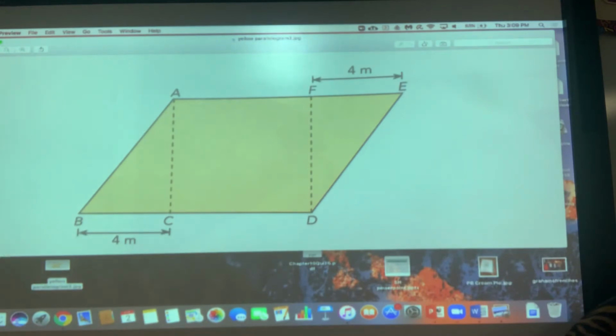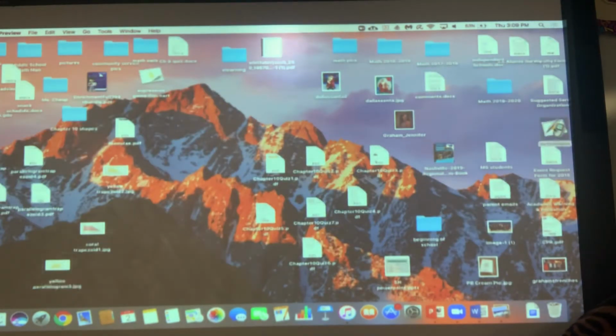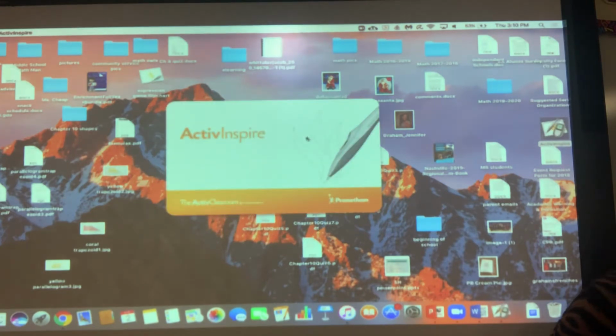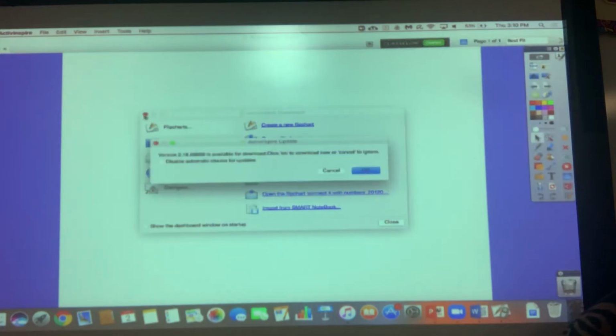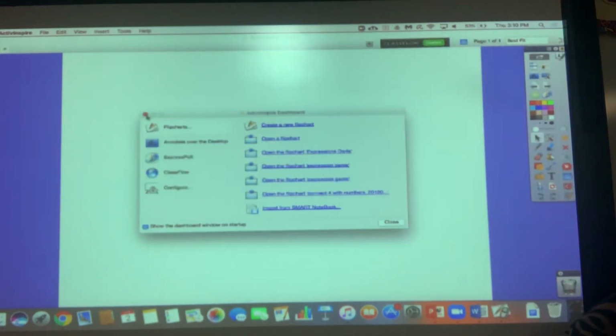Okay, let's look at some composite figures on the coordinate plane. Hopefully you have a coordinate plane made up. I'm going to make mine real quickly, and we're going to look at some composite figures on the coordinate plane.